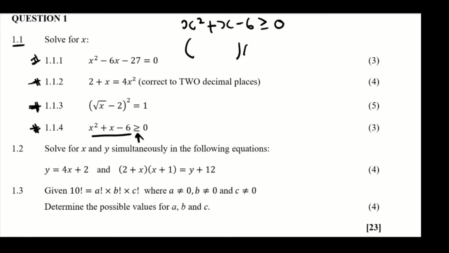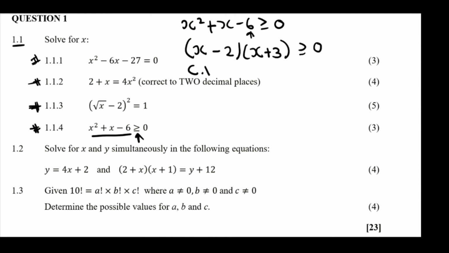First step is to factorize. So we're going to factorize and find factors of x squared, which is x and x. Find factors of 6 such that they give you the middle term. So it's going to be 3 and 2, right? The bigger number takes the sign of the middle term, and here it's going to be negative.